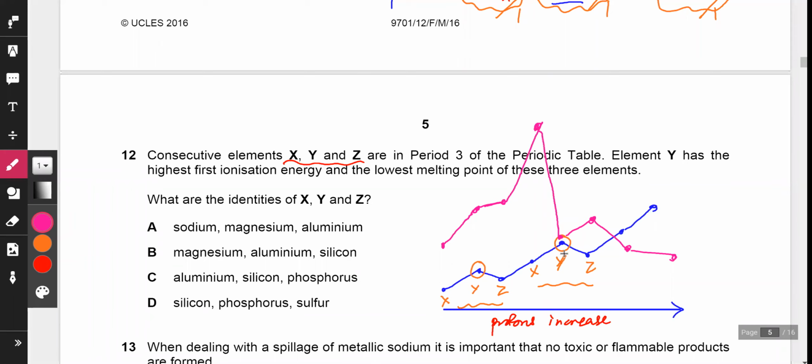So it's going to be Y because they're saying that Y has the lowest melting point out of the three. So X, Y, and Z. So Y has the lowest melting point. So it's going to be these three elements, which is going to be, what is this one? Aluminium. This is going to be D: silicon, phosphorus and sulfur. Okay, so it's going to be D. Okay, is this clear?